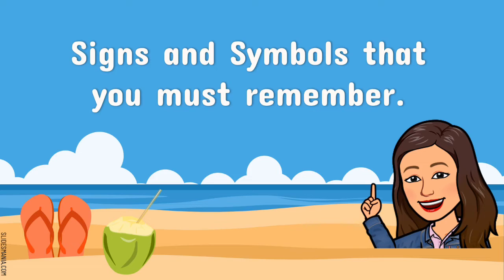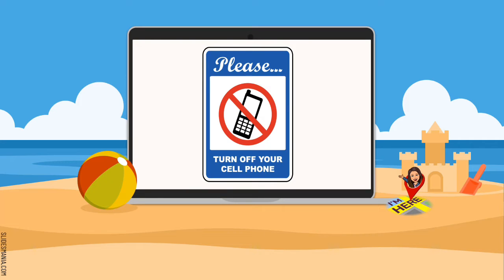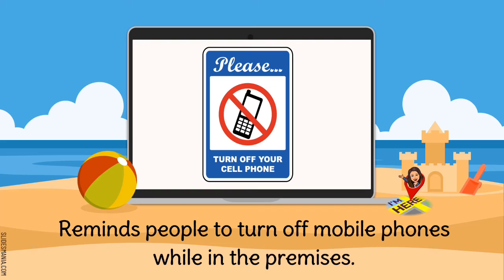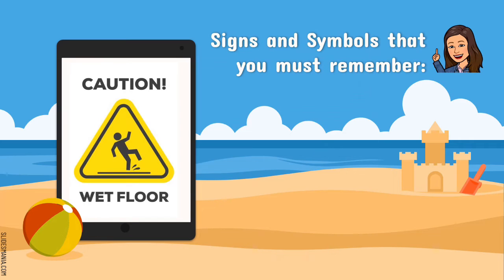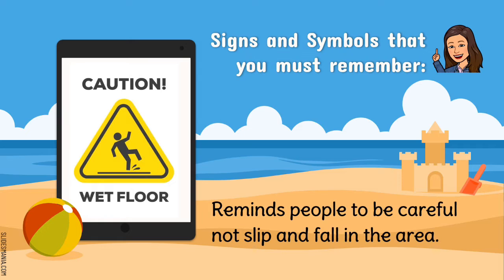Now, let's take a look at the signs and symbols that you must remember. The first symbol is the symbol to turn off your mobile phone. It reminds people to turn off mobile phones while in the premises. The next one is the signage of a wet floor. It reminds people to be careful not to slip and fall in the area.